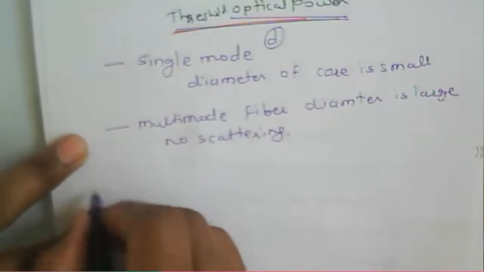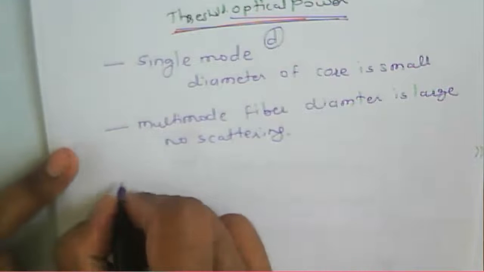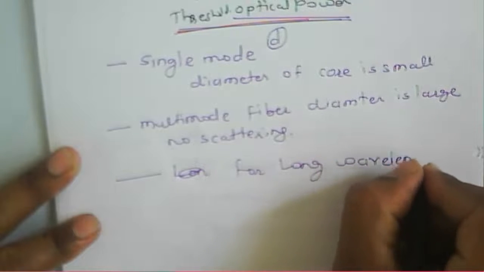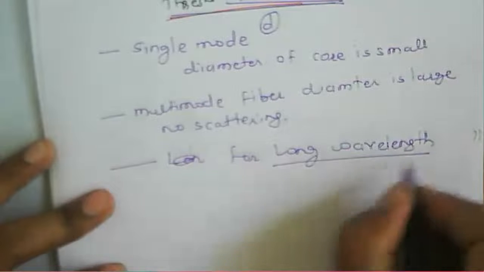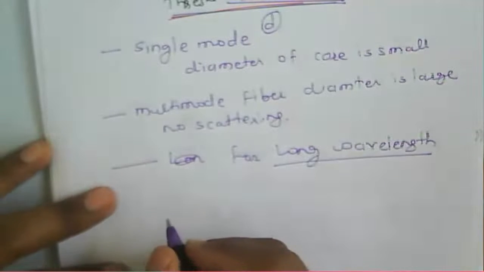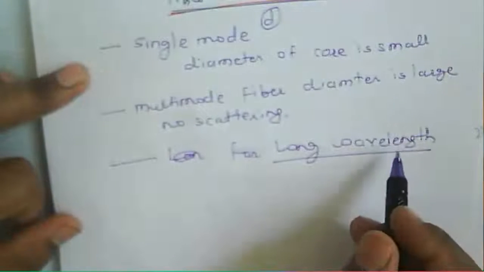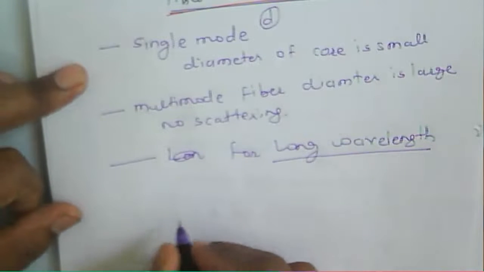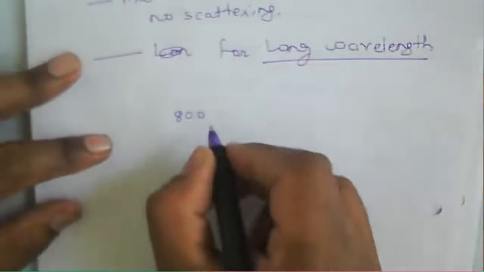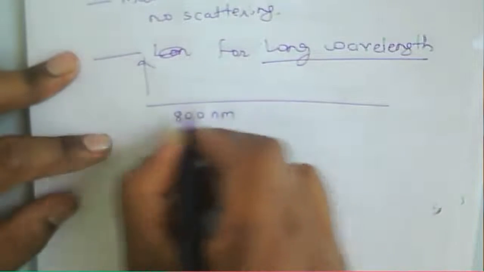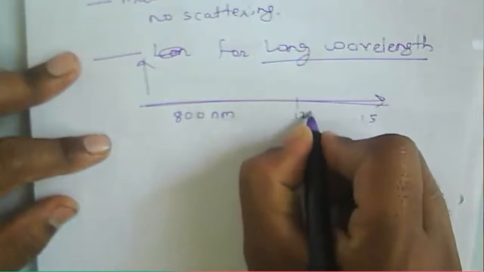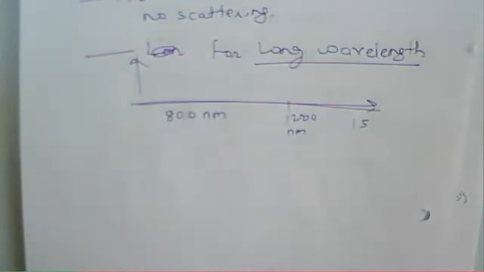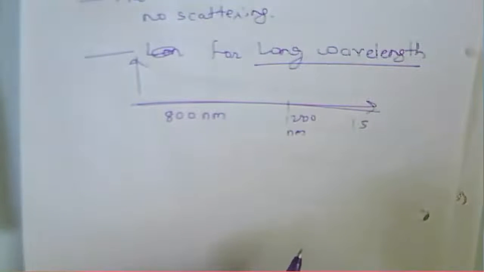Another thing is that if we use a long wavelength signal, the scattering will be reduced. Raman scattering reduces if we have a long wavelength signal. For example, if our signal is about an 800 nanometer wavelength, and you look at the attenuation curve in this graph, above 1200 nanometer no scattering takes place. But at 800 nanometer there may be scattering, and it will be due to the single mode fiber.